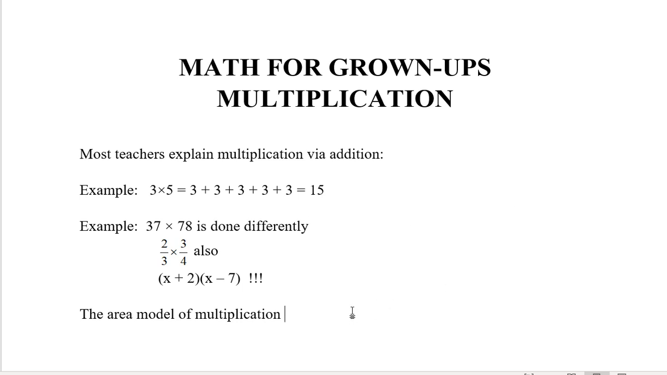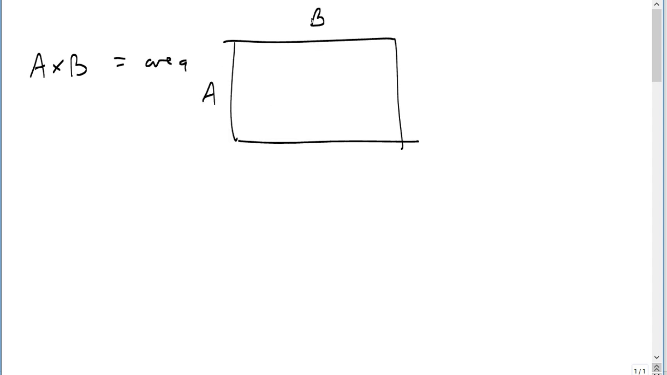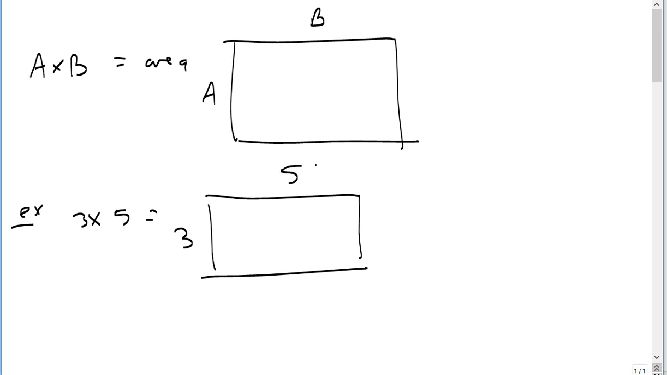The area model of multiplication says that A times B, whatever A and B are, is the area of an A by B rectangle. Now, you have to kind of understand areas, but I explained this to some random third graders one time, and they seemed to understand. So A times B is the area of an A by B rectangle. So for example, 3 times 5 is the area of a 3 by 5 rectangle.